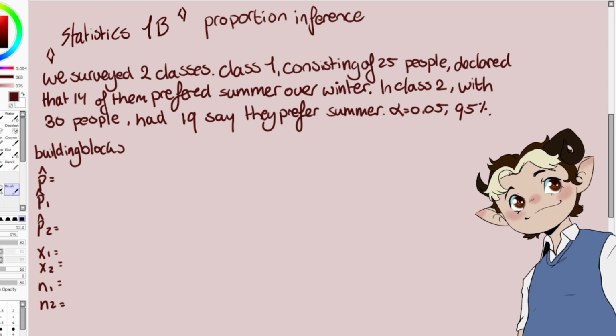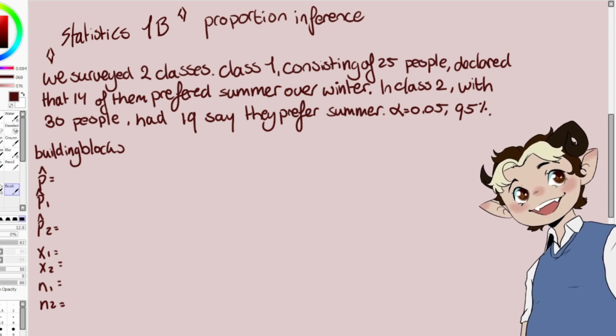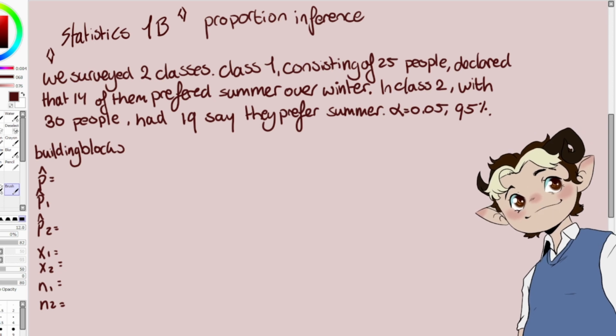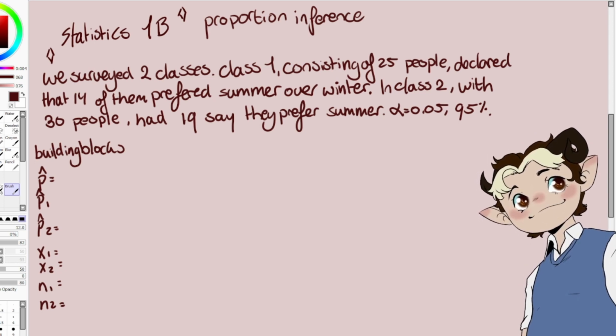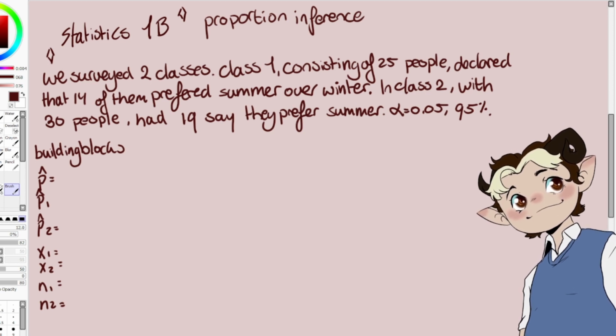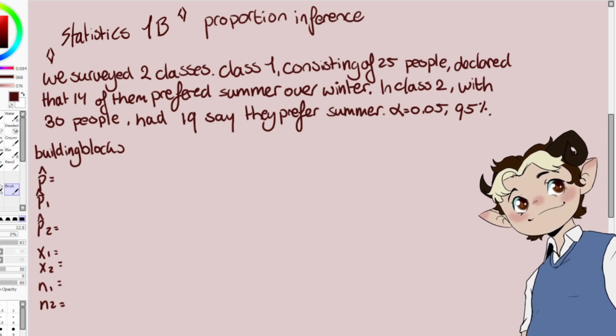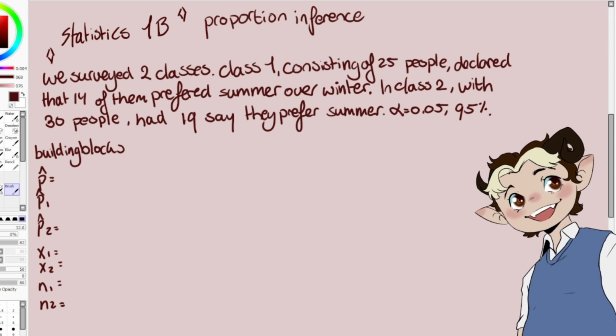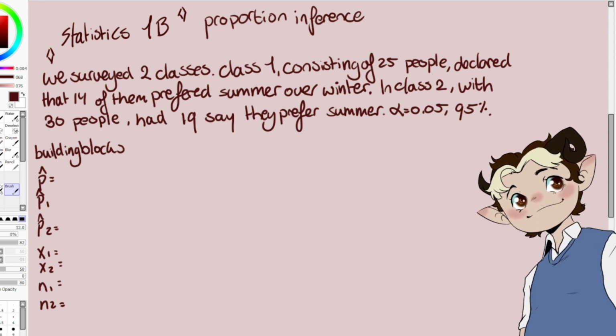We have an alpha level of 0.05 and a confidence level of 95%, because we're going to do both a significance test and a confidence interval with this example. So let's look at our building blocks, which is always the first step. Just write down all of the information that they gave you.